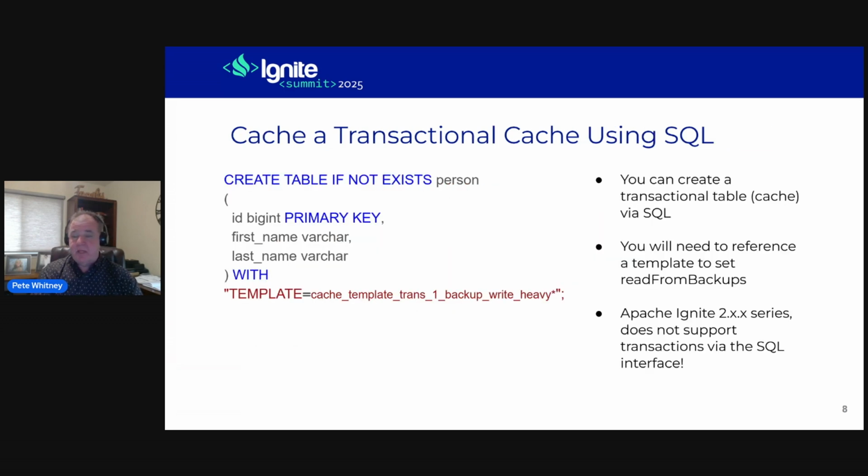We can use SQL and we can reference that template to create a cache that is a transactional cache. Do be aware that read from backups is not possible to set in a with clause. So the only way to reference that property is with a template. If you want to create transactional caches or tables with SQL, you will need to create a template to be able to do that properly and to ensure that you have strong read consistency. Also, the Apache Ignite 2.x series does not support transactions via the SQL interface.